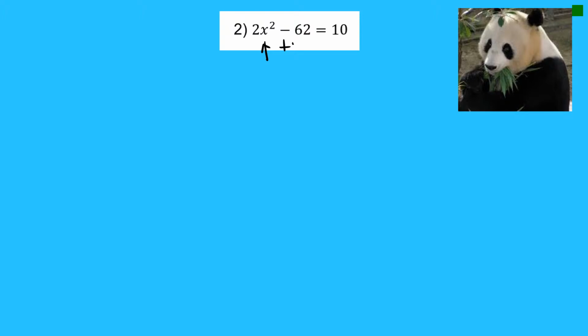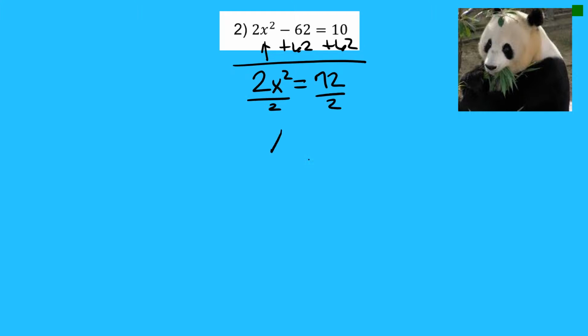So I'm going to move this 62 over to the other side. So now I have 2x squared equals 72. You might be inclined to start putting little square root signs. Do not do it. You need to divide everything by 2. The only thing that can be over there is the squared part. So x squared equals 36. One variable term, plus or minus the constant term.